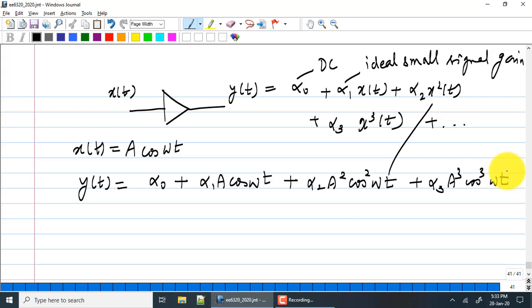Okay. Now, as you can see, I now have unexpected terms cos squared omega t and cos cube omega t. What do I do with these? What is cos squared omega t? If I were to decompose it into cos omega t and cos 2 omega t, what will it be?